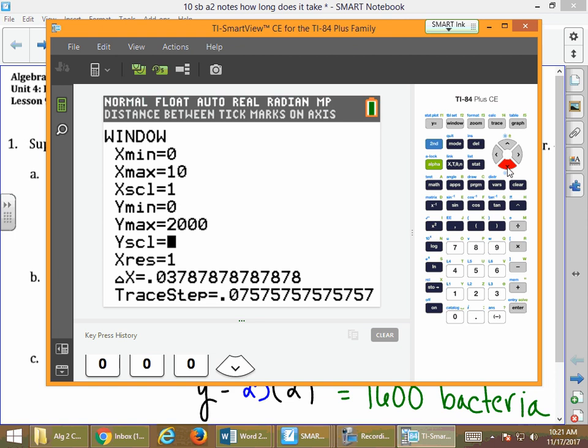Our scale, then, since we're going from 0 to 2000, what would you like to use for your scale? And we don't want to use 1, because it's going to go 1, 2, 3, 4, 5, 6, 7, 8, 9, 10, all the way to 2000. It's going to be very tight on your calculator. But if we change the scale a little bit, our last period class changed it to 100. I actually did 50.